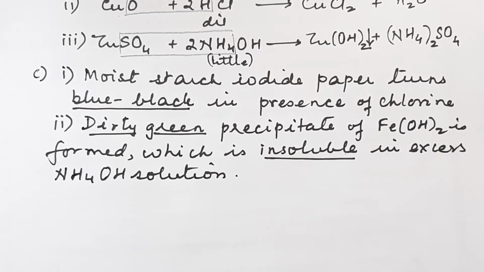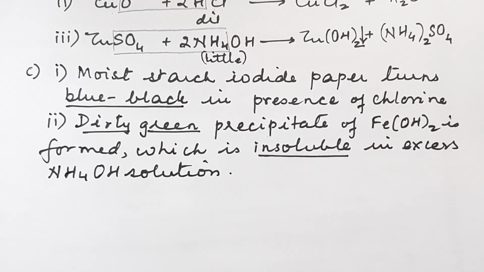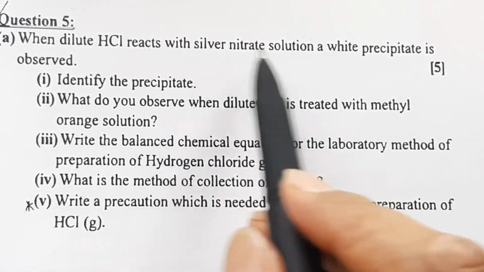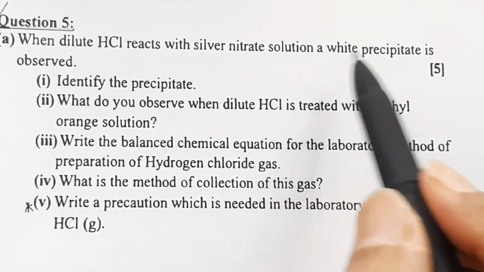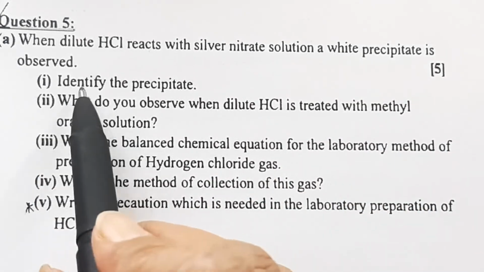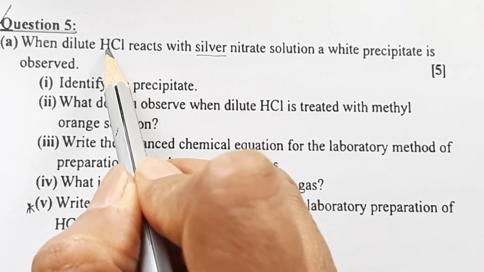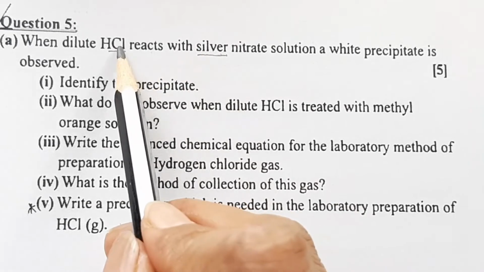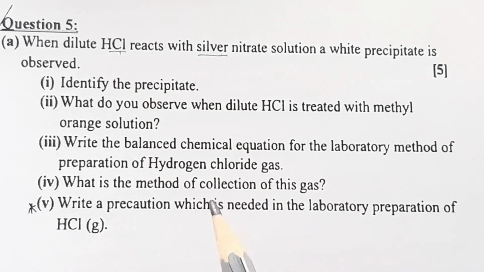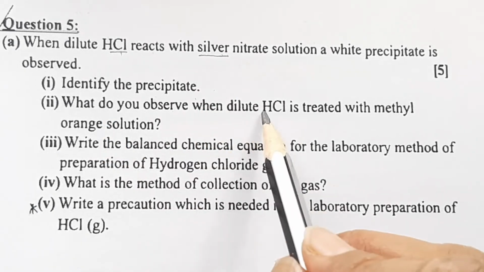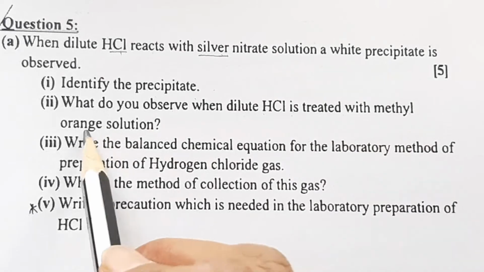Now we come to question number 5. Remember, from section 2 we have to solve only 4 questions. So now it's time for question 5. Question 5a. When dilute HCl reacts with silver nitrate solution, a white precipitate is observed. Identify this precipitate. Now silver will react with this chlorine and it will combine forming silver chloride. So what is the precipitate? Silver chloride.